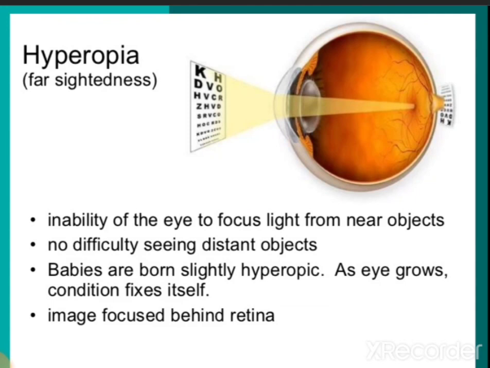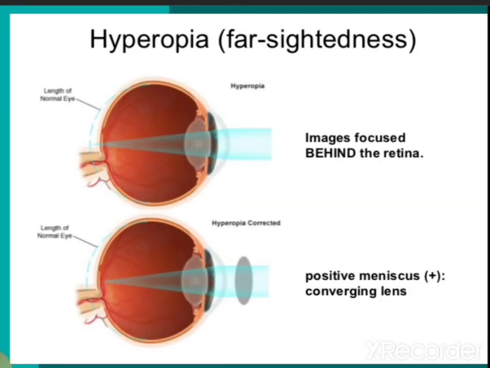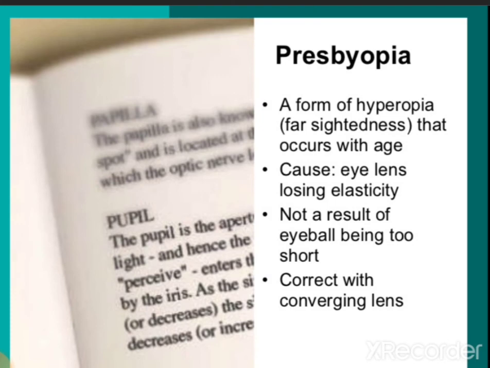Then hyperopia is the inability of the eye to focus the light from near objects. There is no difficulty in seeing distant objects, but the patient cannot see closely placed objects. The cause of this is that the cornea and the lens are too weak. Then presbyopia is a form of hyperopia that occurs with age. The cause is that the lens becomes less elastic, so there is no result of the eyeball being too short, and correcting the image is done by converging lenses.